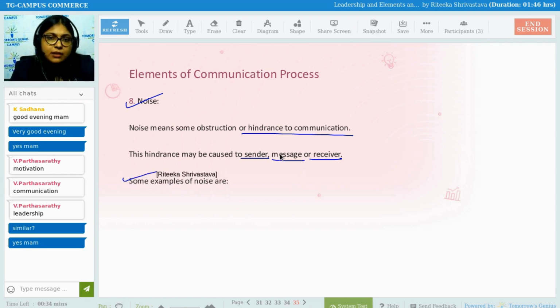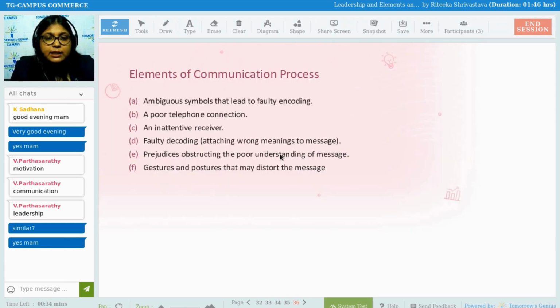Some examples of noise are. So next, after the feedback, there could be the possibility of noise. There might be some kind of problem in communication from the end of the sender, or it can be caused due to the message, or it can also be caused due to the receiver. A few examples of noise: an ambiguous symbol that leads to faulty encoding.